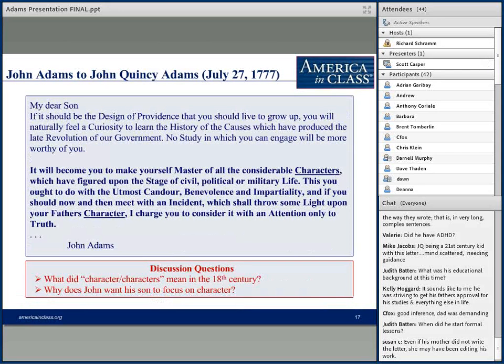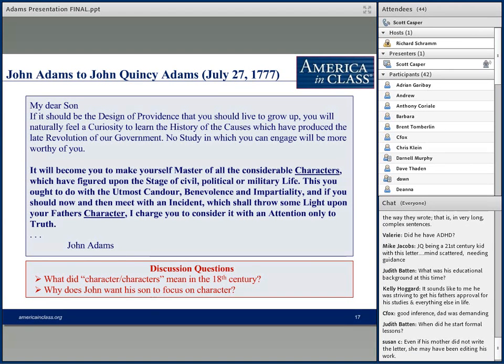John's letter shortly thereafter? So, the end of the following month, John writes to his son, "My dear son, if it should be the design of Providence that you should live to grow up, you will naturally feel a curiosity to learn the history of the causes which have produced the late revolution of our government. No study in which you can engage will be more worthy of you. It will become you to make yourself master of all the considerable characters which have figured upon the stage of civil, political, or military life.